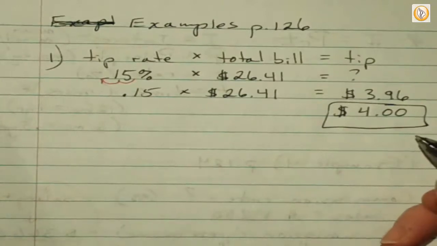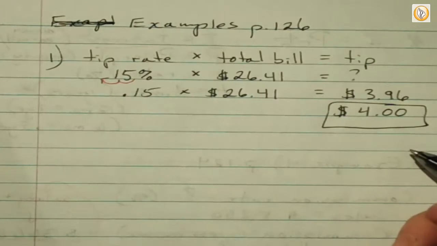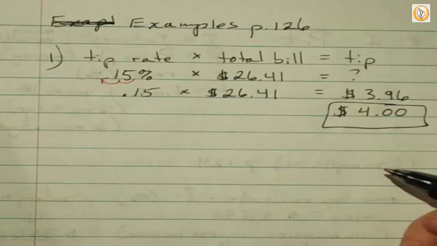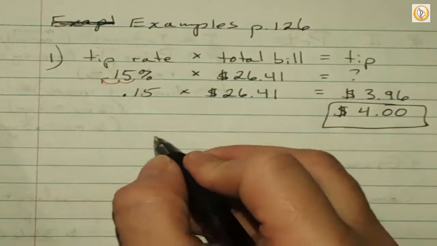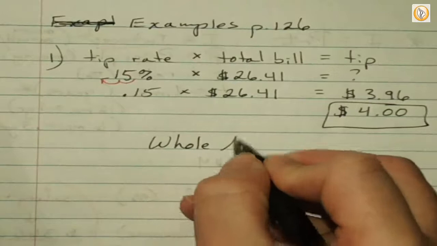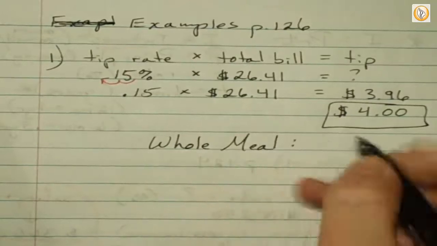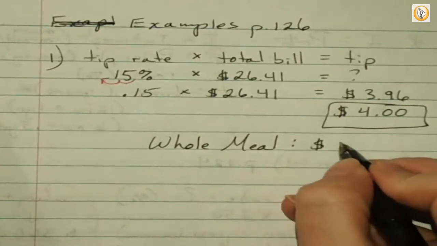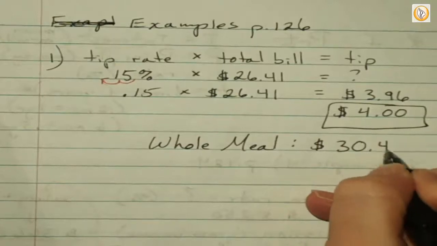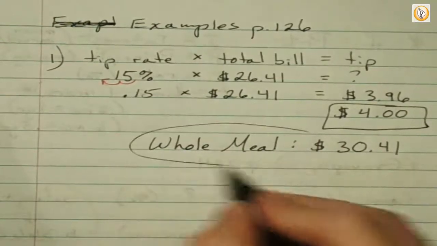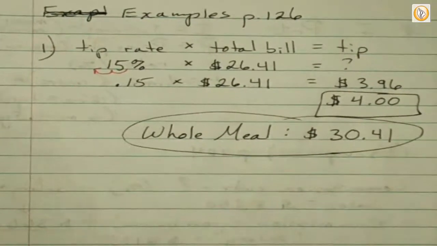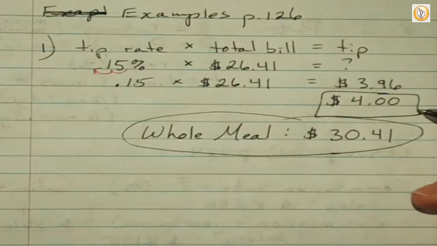So let me ask you, your whole meal, including tip, would be what? Raise your hand. Aiden again. Yeah, whole meal is $30.41. That is how much you paid. That's not in the chart or anything, but I need y'all to understand $4 is what your server got.